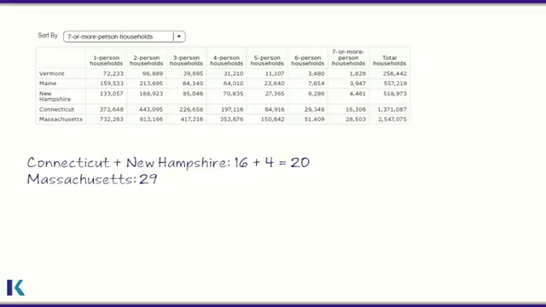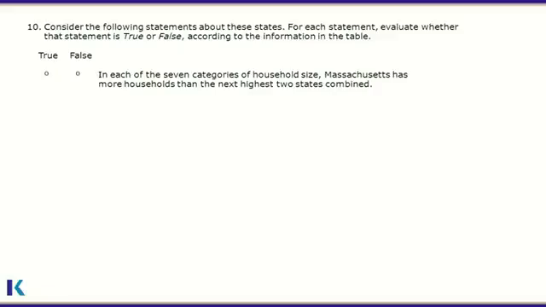Yes. Since Massachusetts is higher than the next highest two states combined in each category, the answer here is true. Note that you didn't need to perform the exact calculations for any of these comparisons. Once you identified the correct values to compare, you could estimate the sum of the second highest state plus the third highest state and see that in each case, it's less than the number of households in Massachusetts.